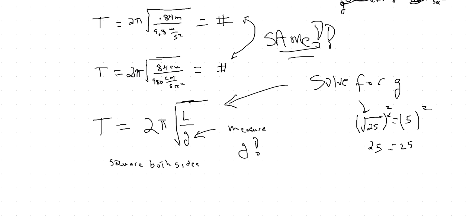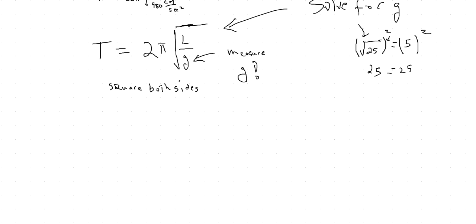Okay, whatever I do to one side of an equation, I have to do to the other side, right? So on the left, t, when you square it, you get t squared. On the right, when you square 2, you get 4. When you square pi, you get pi squared. When you square the square root, you just get L divided by G. Okay? Remember, we want to solve for G.